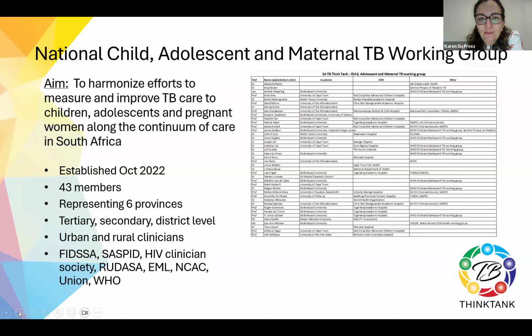As you can see, there's broad representation, and it's really an open group. If anybody is still willing or keen to be included, they're welcome to contact me afterwards. The group was established in October 22. Currently, we have 43 members representing 6 provinces. We have clinicians from tertiary, secondary, straight through to primary healthcare level. We've got rural representation, and also lots of different committees and bodies represented through the members.